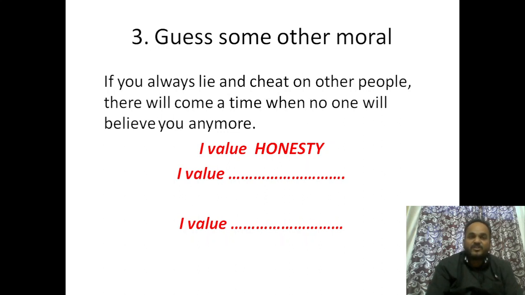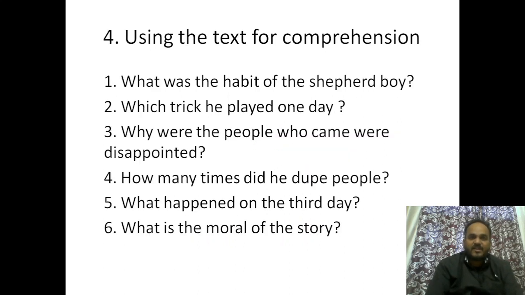For example, the theme of this story is that if you always lie and cheat on other people, there will come a time when no one will believe you anymore. So the student will say that I value honesty, or I should not dupe anyone, or I should be honest in my dealing. So similarly, comprehension text questions should also be asked, and you just see here we have designed the questions in such a manner that the answers are all positive, virtuous things which a student will have to pick up from the text and will have to imbibe.